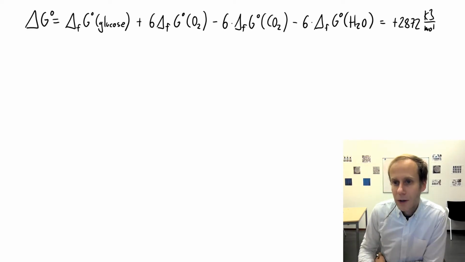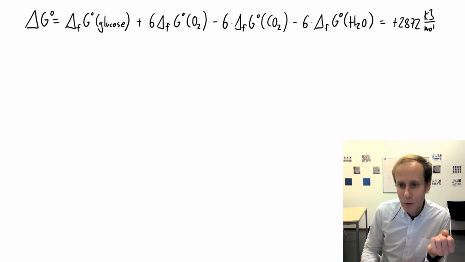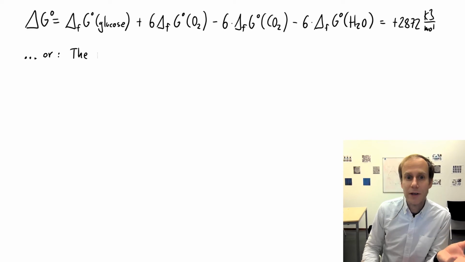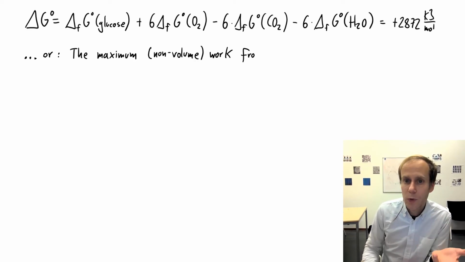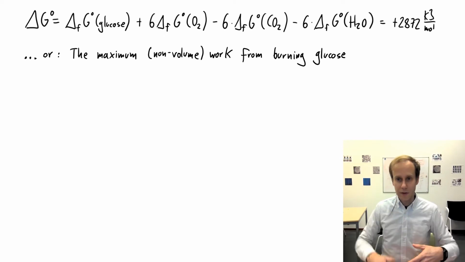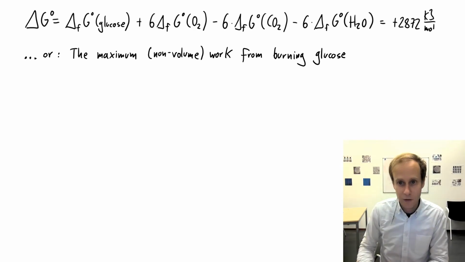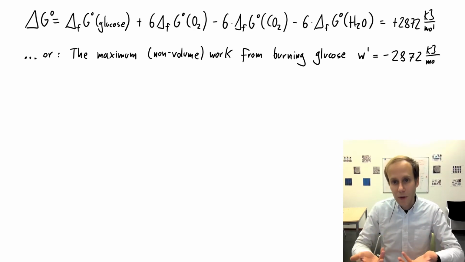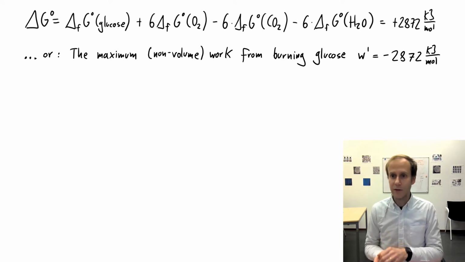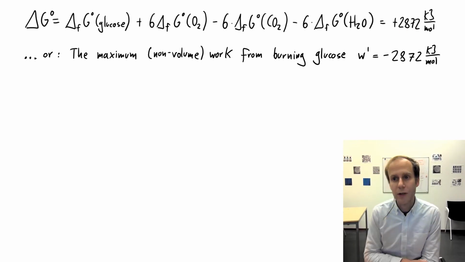Excellent. Okay, so with the previous calculation we found out the reverse energy of combustion of glucose. Now the free energy of combustion of glucose itself is actually the maximum non-volume work that we can get from burning glucose. This, as you know, is essential in biological processes because it can be used to provide energy for certain biochemical reactions. So the maximum non-volume work from burning glucose is simply the negative of that number, which is minus 2,872 kilojoules per mole.